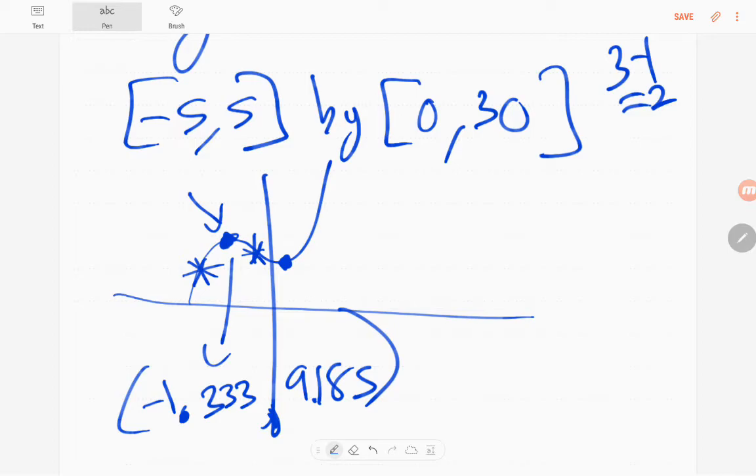Alright, and it does say round to the nearest hundredth, so I guess we'd probably want to write that as negative 1.33 and 9.19.